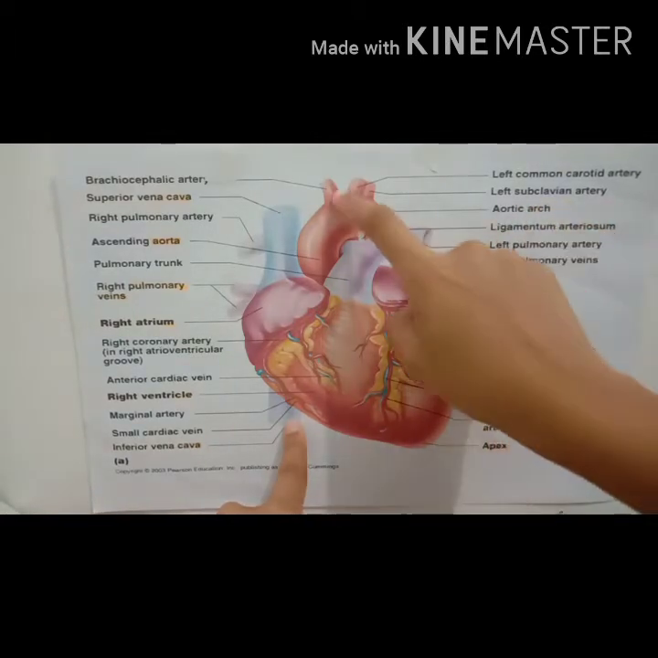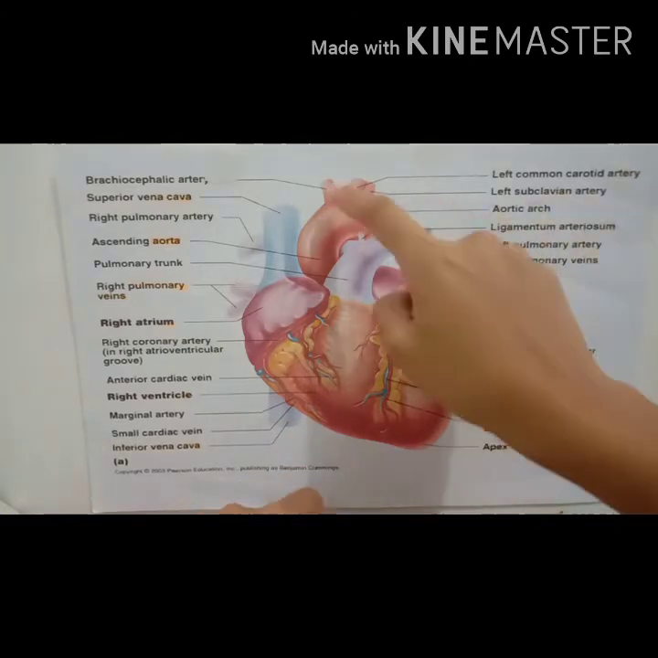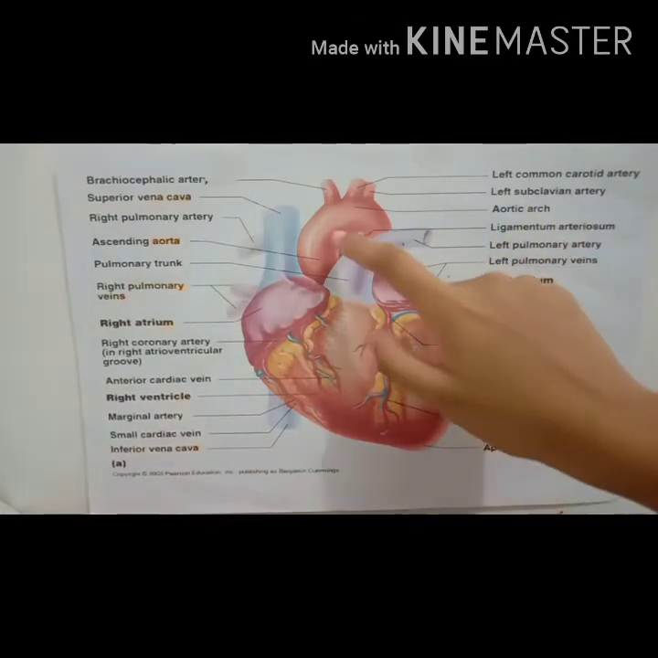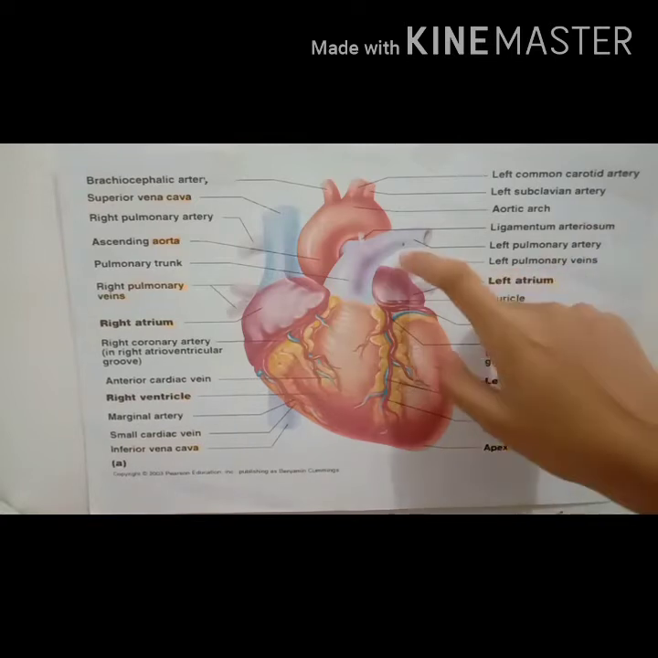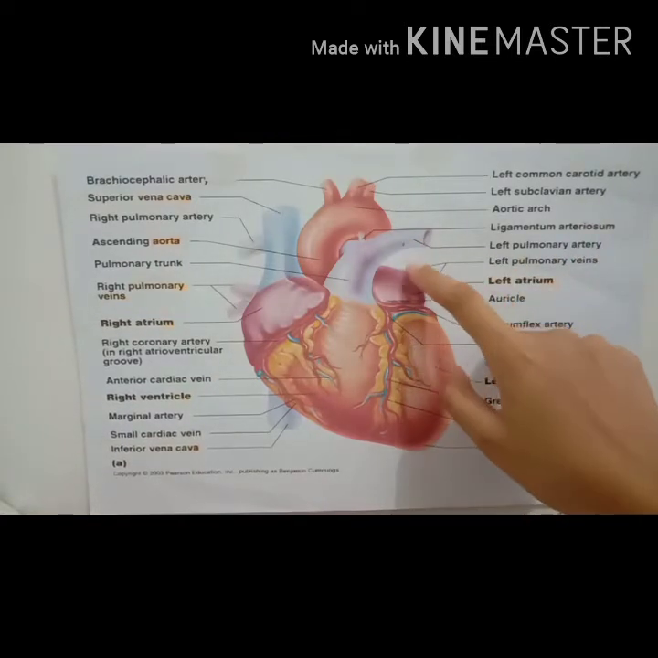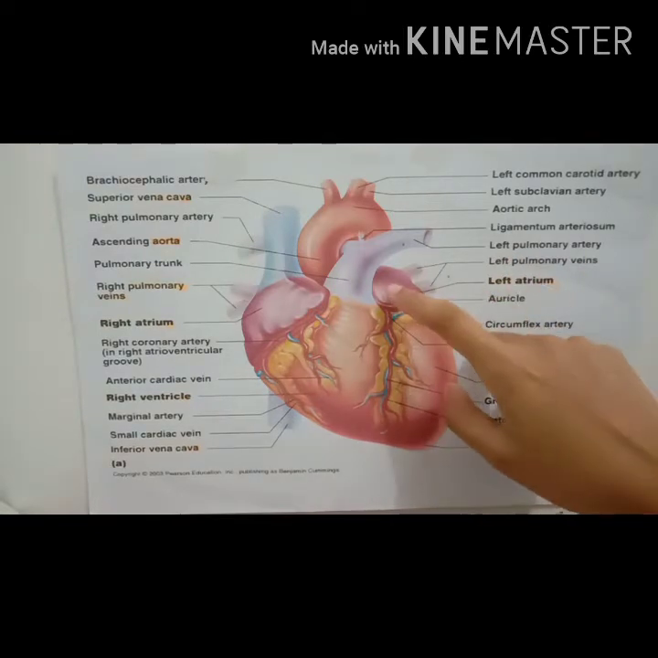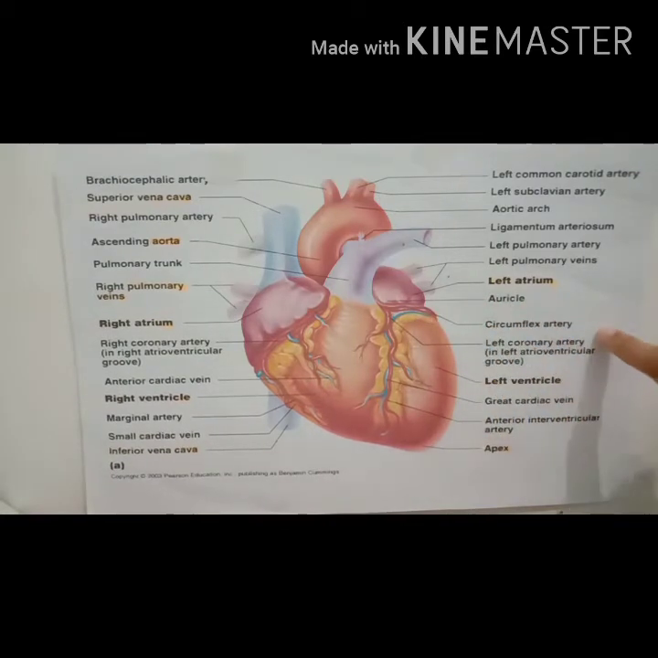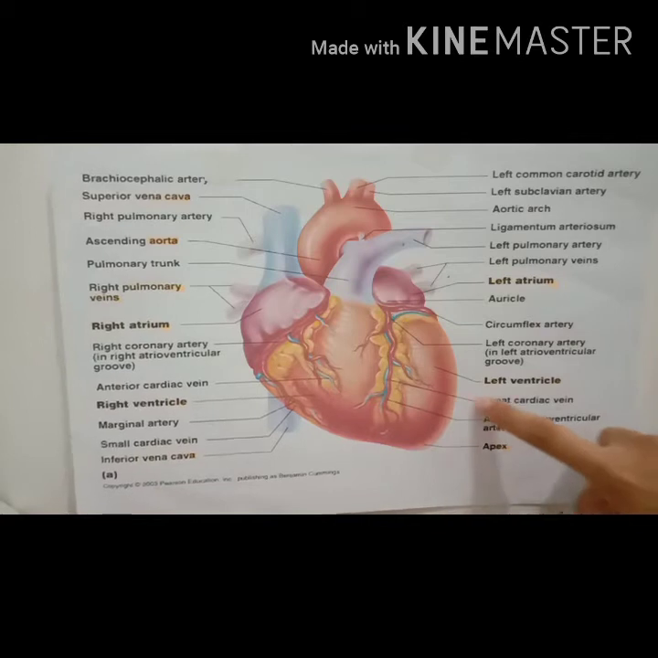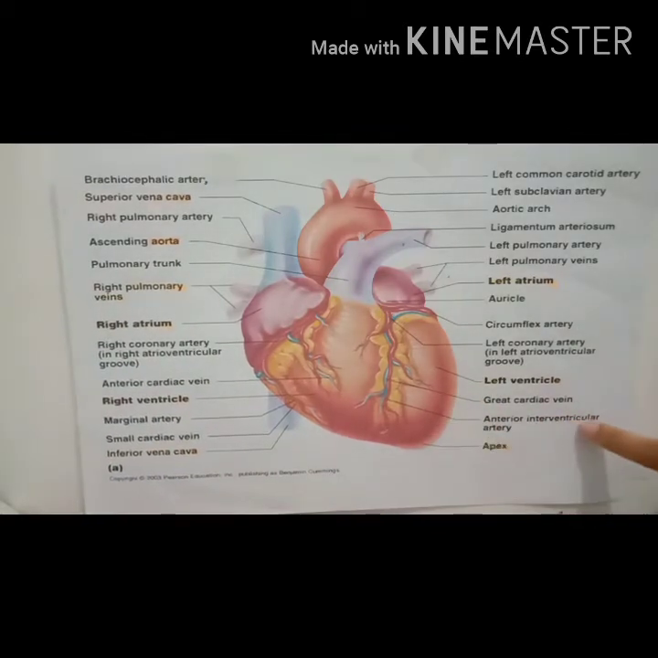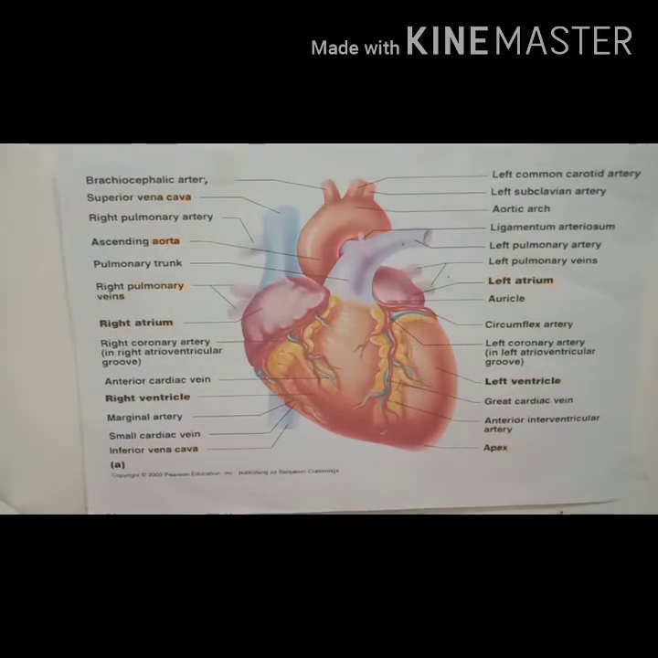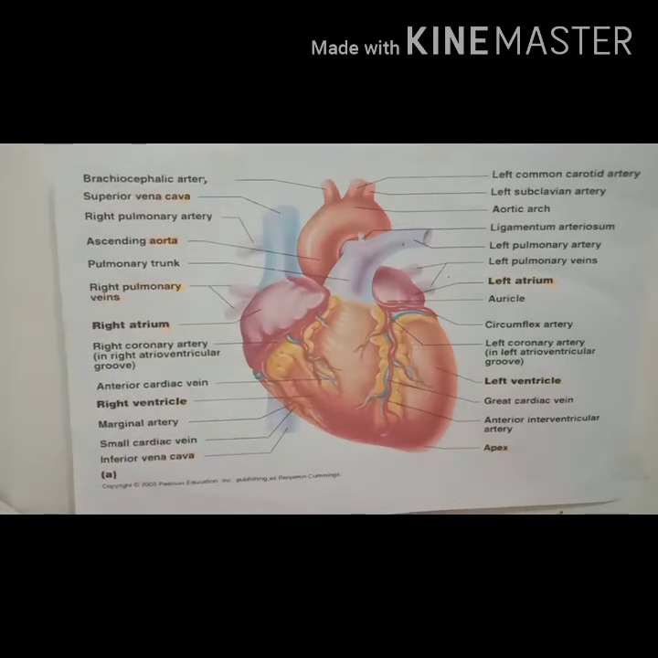On this side, this is the left common carotid artery, the left subclavian artery, the aortic arch, the ligamentum arteriosum, the left pulmonary artery, the left pulmonary veins, the left atrium, the auricle, the circumflex artery, the left coronary artery, the left ventricle, the great cardiac vein, the anterior interventricular artery, and the apex. So those are the parts of the heart.